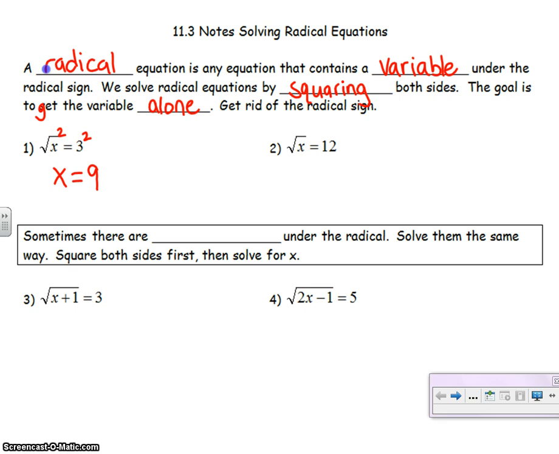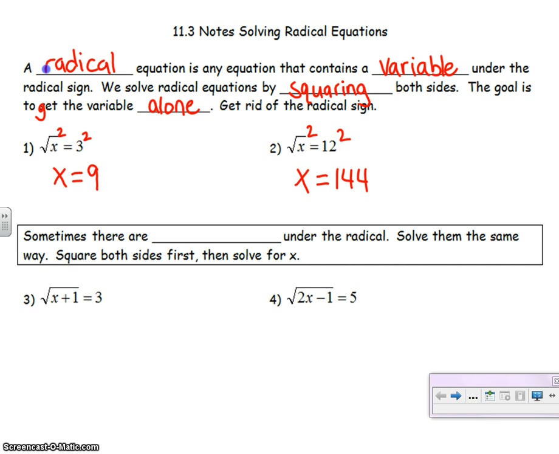See, when we take the square and that takes the square root sign and they undo each other, they're inverse operations, so all that's left is the variable. So when we have the square root of x equals 12, we'll square both sides, and we get x is equal to 144.